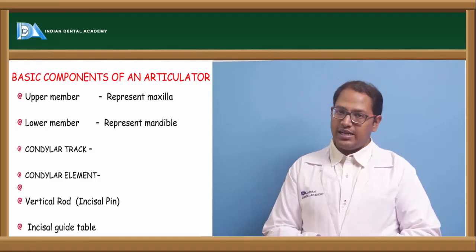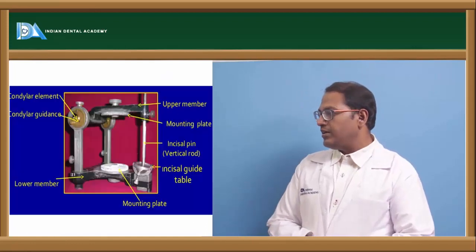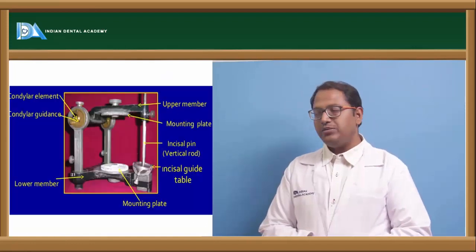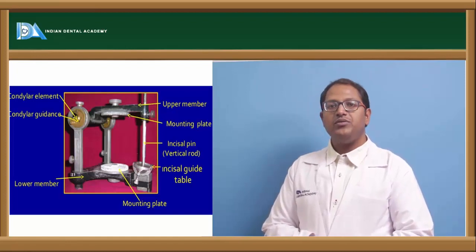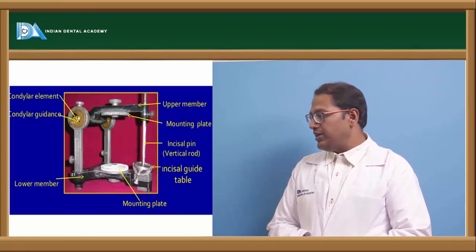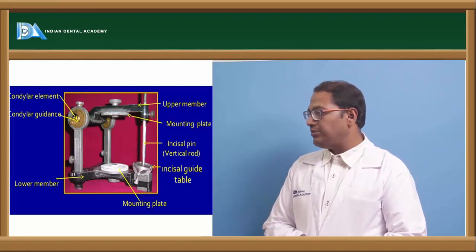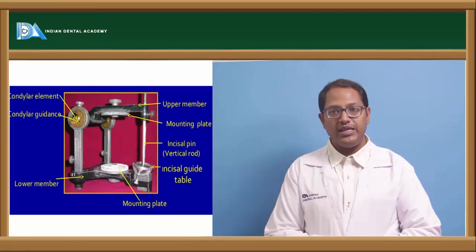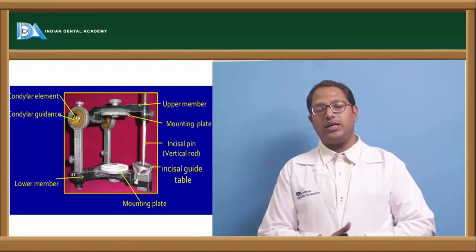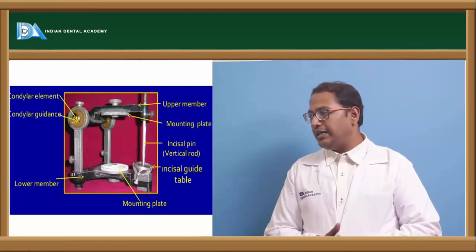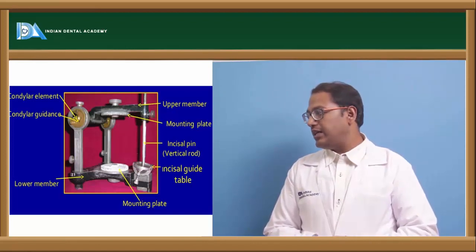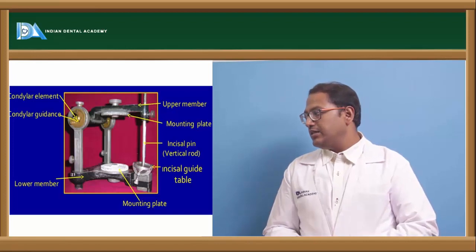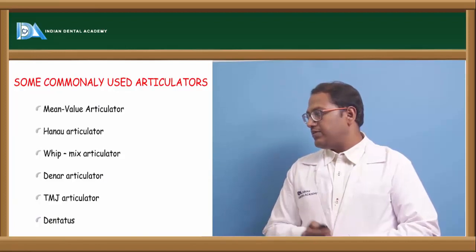Then we have an incisal guide table. So you see a condylar element present, a condylar guidance. The condylar tract we can see is where the condylar element is going to move. We can also see the lower membrane and the upper membrane. We have the mounting plates where the cast can be mounted and removed in the particular relation. Incisal pin, we have a guide table, the incisal guide table. These are the different parts of an articulator.